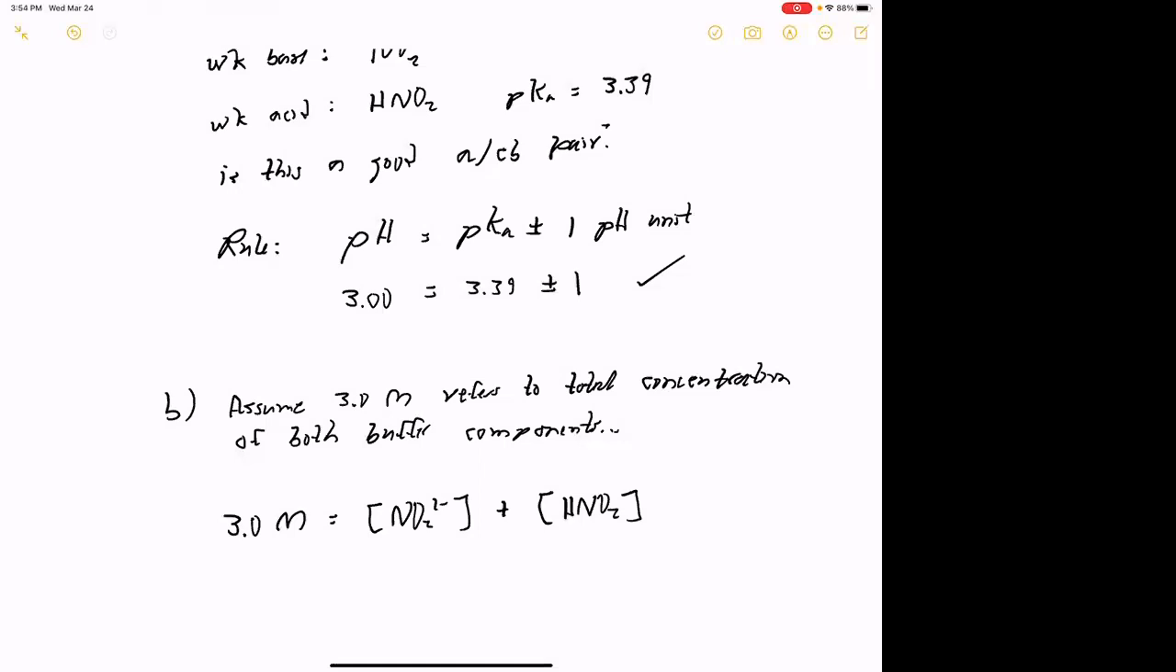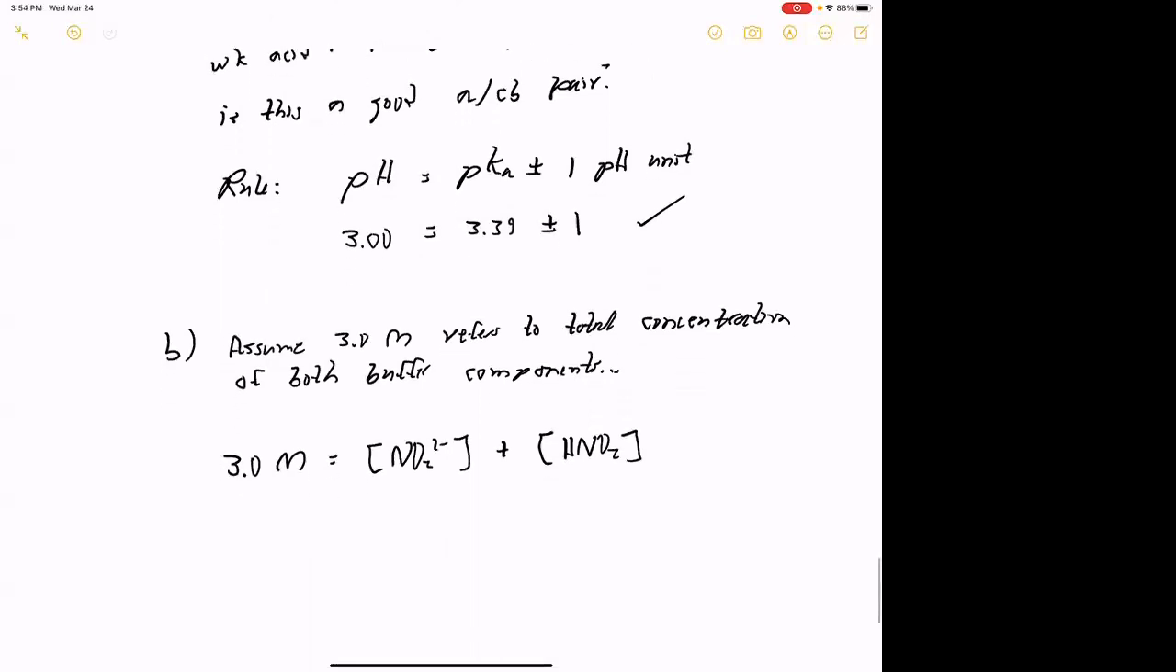All right, so now we're pretty much ready to set things up. We verified that we've got a good conjugate acid base pair here, and we've also made our assumption about concentration. So now we want to use the Henderson-Hasselbalch equation. And we know we can do this because we know we're setting up a buffer. So anytime we know we're dealing with a buffer, we can use Henderson-Hasselbalch.